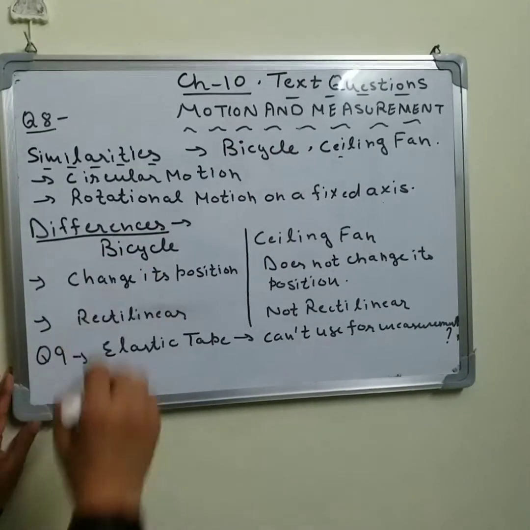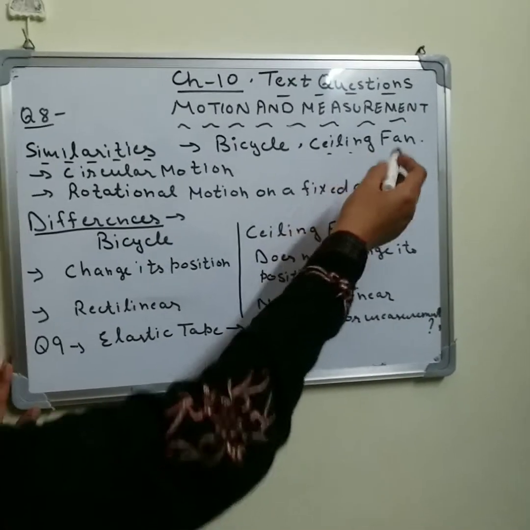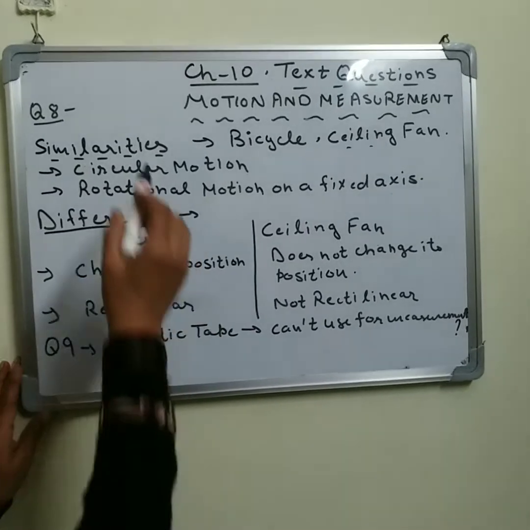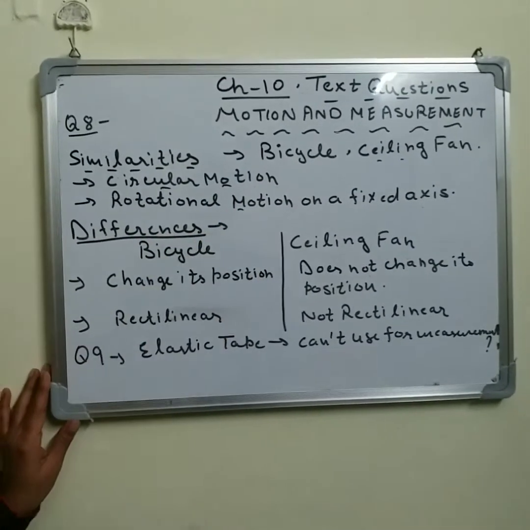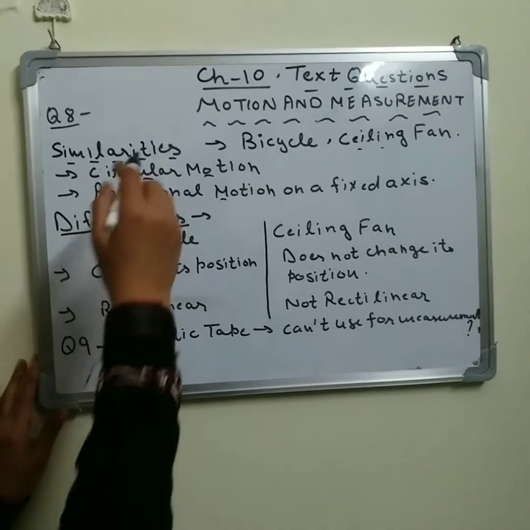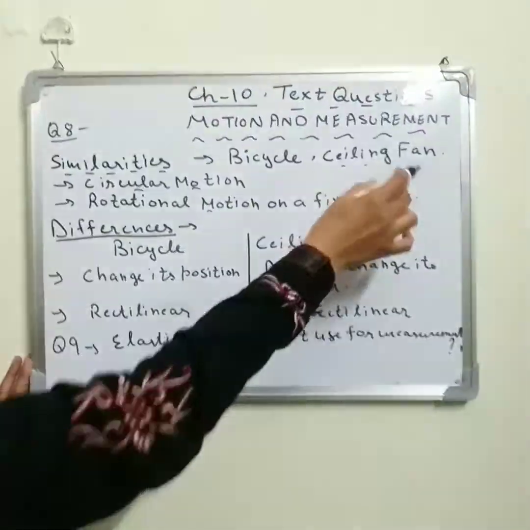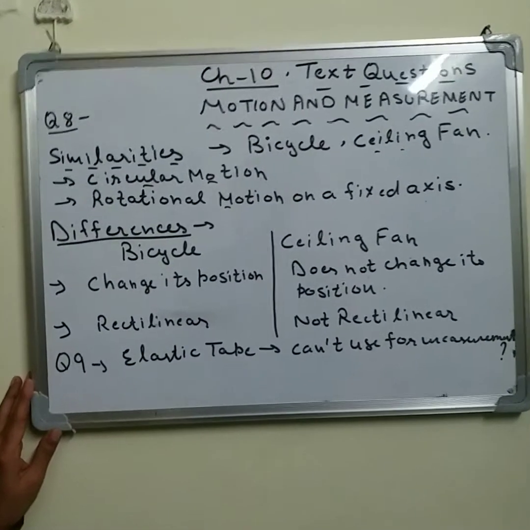The wheels of a bicycle move around a fixed axis and the blades of a ceiling fan also move around a fixed axis. So both of them show circular motion as well as rotational motion. Those are the similarities between the motion of a bicycle and a ceiling fan. Now we have to find out the differences.